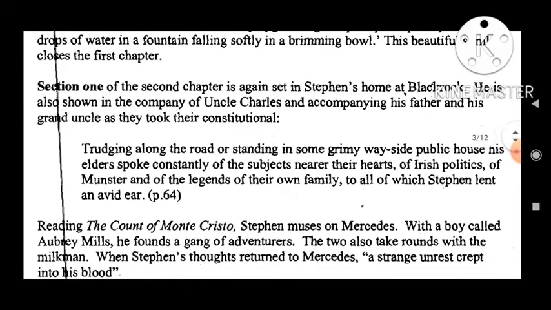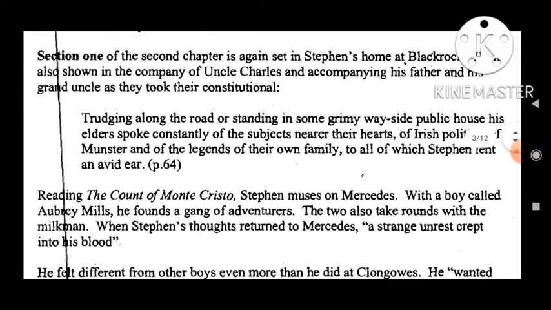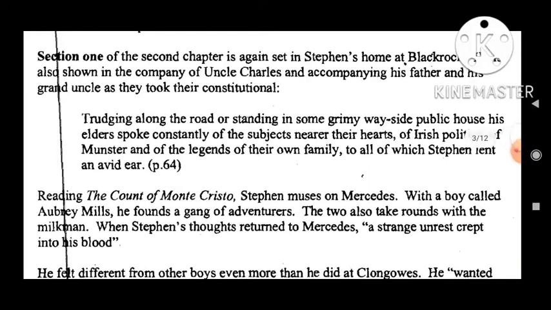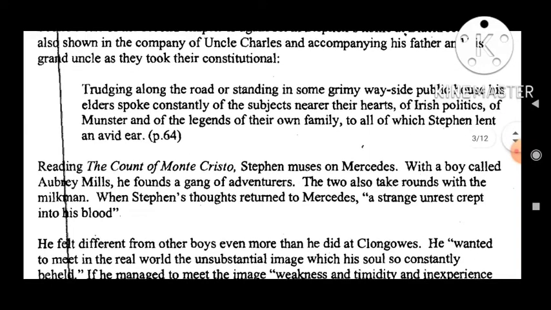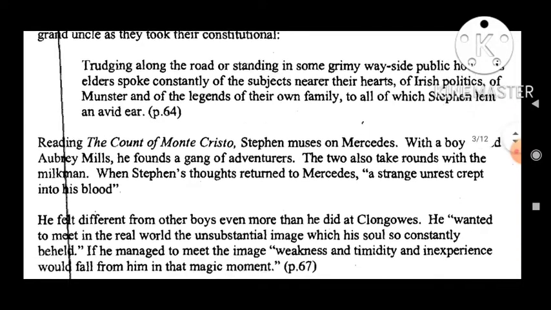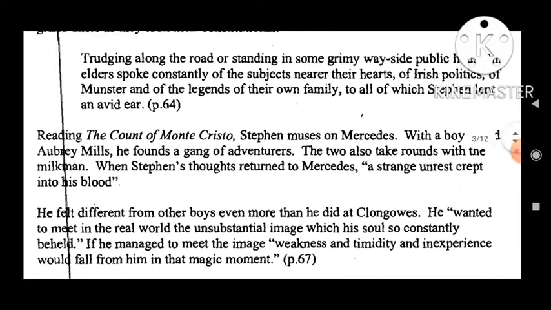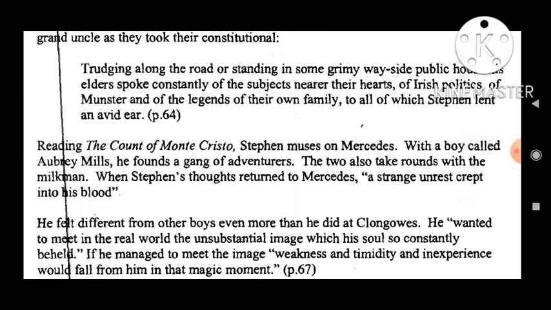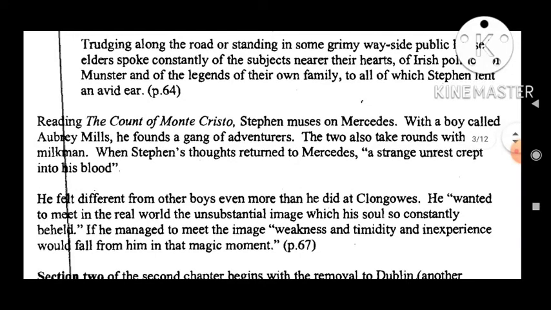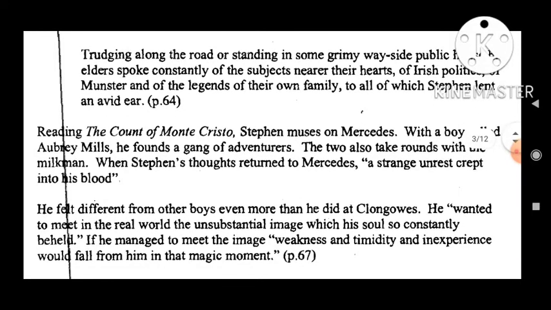Then section 1 of the second chapter is again set in Stephen's home at Blackrock. He is also shown in company of Uncle Charles and accompanying his father and his granduncle as they took their constitutional. Trudging along the road or standing in some grimy wayside public house, his elders spoke constantly of the subjects nearer their hearts, of Irish politics, of Munster, and of the legends of their own family, to all of which Stephen lent an avid ear.